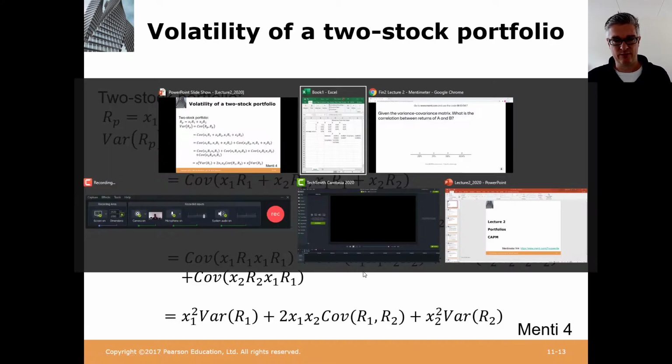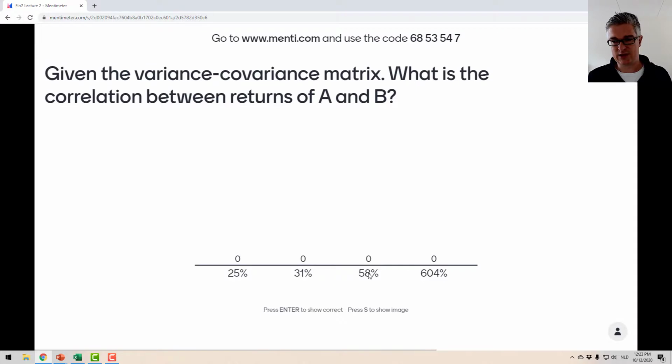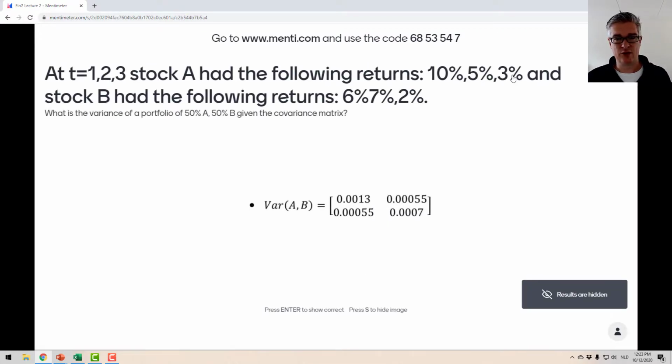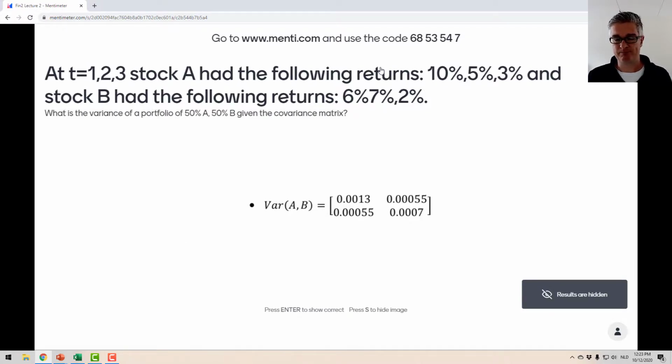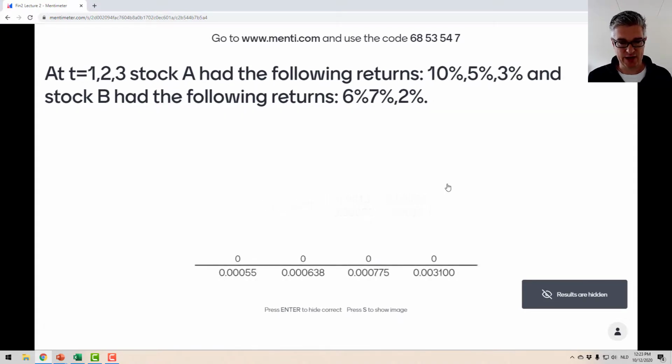And let's do a little Mentimeter exercise with this. Suppose we still have the same returns, so we still have 10%, 5%, 3%. We have the following covariance matrix. What is the variance of a portfolio of 50% A and 50% B given the covariance matrix? I'll give you a moment to pause me. And then let's show the answer. So here the answer is C.